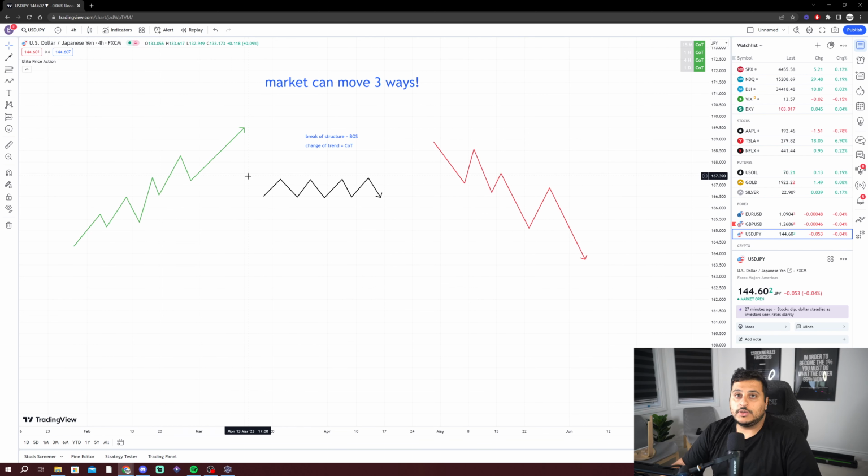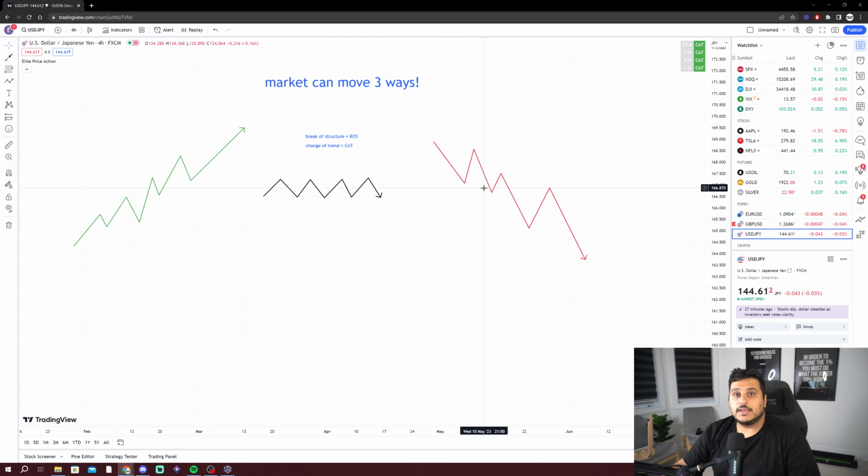Now, when you're looking at a ranging market or a consolidating market, what you want to see is no higher highs and no lower lows. It's basically just flat and staying between the middle of the chart. This is what it looks like if you are in a ranging market.